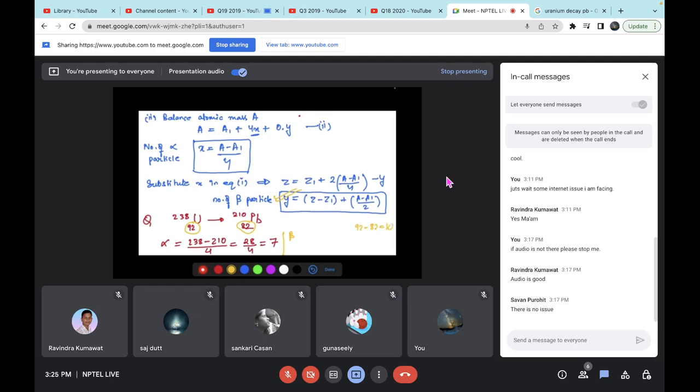Correct? But if I look here, I have a total of 7 alpha particles. So 7 alpha particles means it will give me 7 into He24. This should make an atomic number difference of 2 into 7, that is 14. So there should be a difference of 14, but actually we are getting a difference of 10. So the number of beta particles becomes 14 minus 10, which is equal to 4.